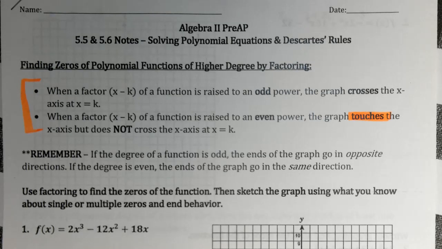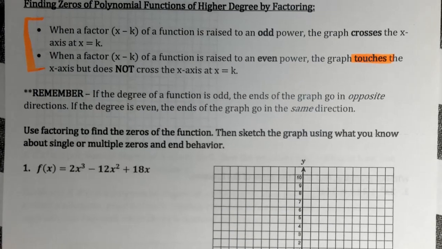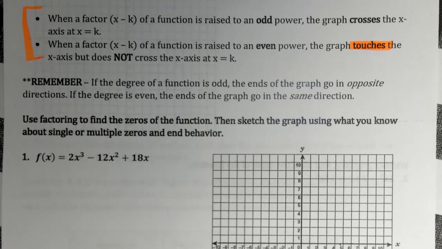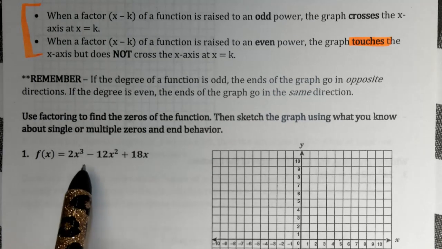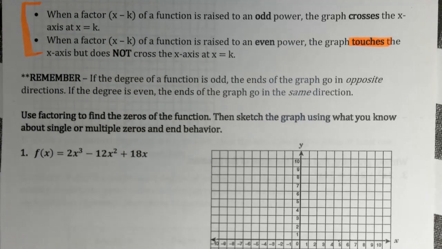Okay, so remember that if the degree of the polynomial is odd, the ends go in opposite directions. So remember those end behaviors, okay? And if it's even, they go in the same. Odd, opposite, even, same. So what we're going to do is start with 2x to the third minus 12x squared plus 18x, and we're going to factor that, and then we're going to sketch it, okay? So if I have 2x to the third minus 12x squared plus 18x, what do I do with it first? I need to take out a GCF.